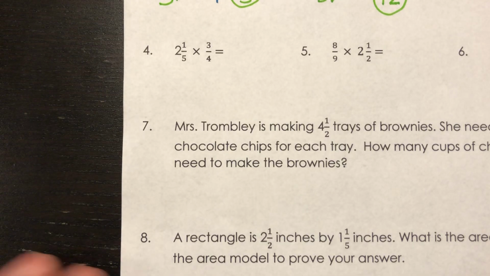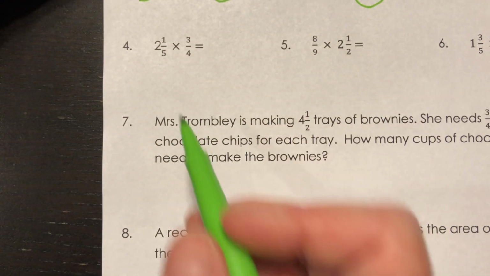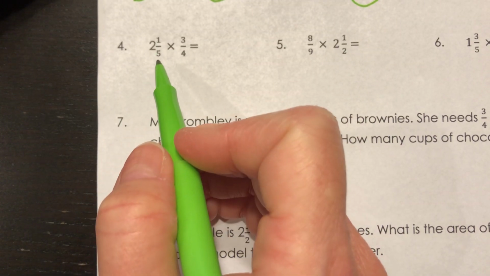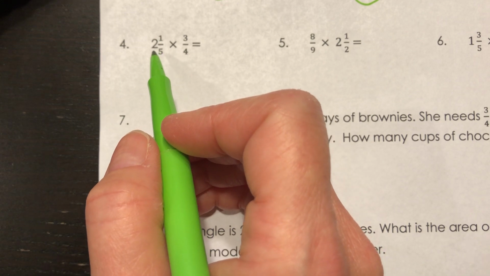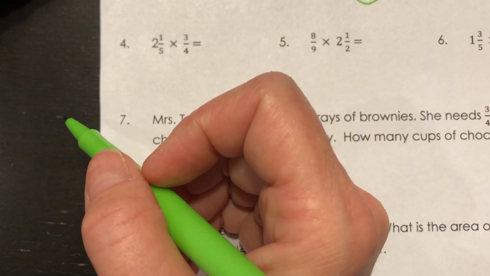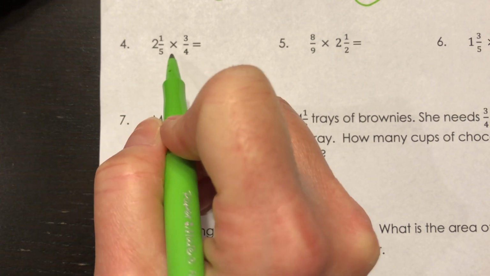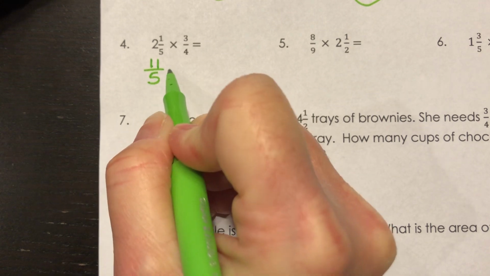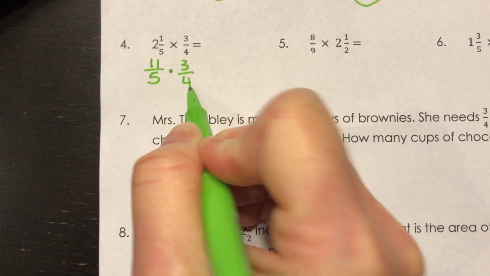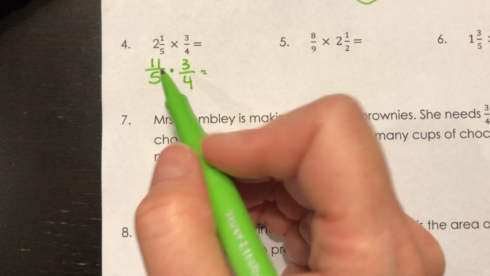Okay, now here's a couple like we did yesterday. I have 2 and 1/5 times 3/4. So this right here is a mixed number, right? And we learned that we can change those mixed numbers into improper fractions and then do what we just did for problems 1, 2, and 3. So for number 4, instead of 2 and 1/5, I'm going to use 5 times 2 is 10 plus 1 is 11/5 times 3/4. And now I'm still going to check my diagonals to see if I can simplify.